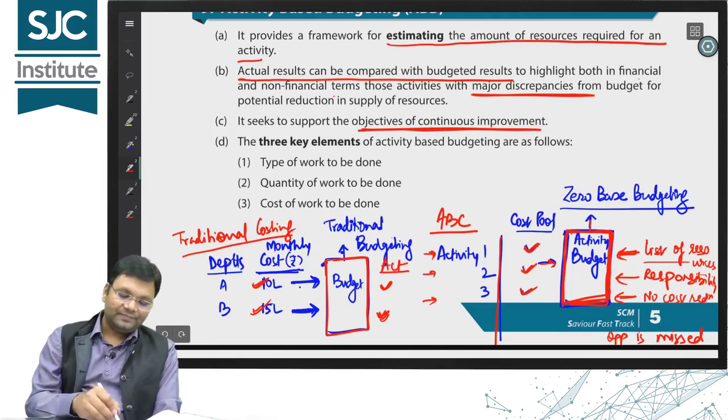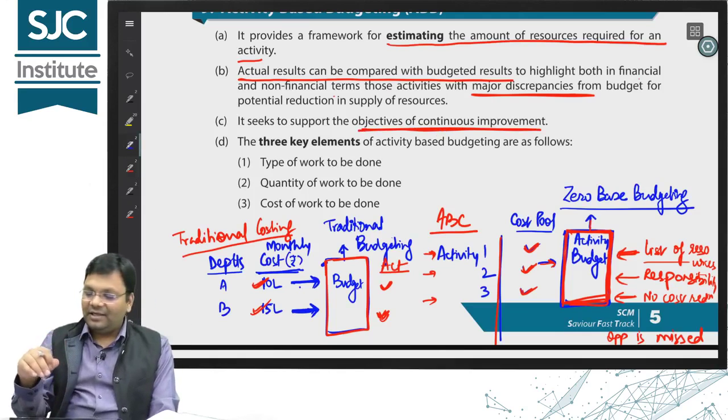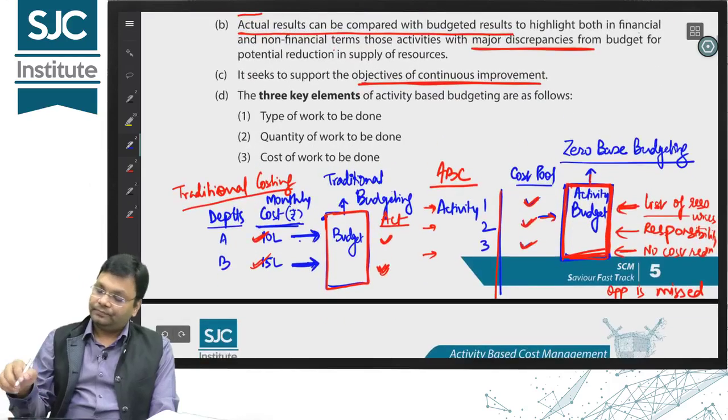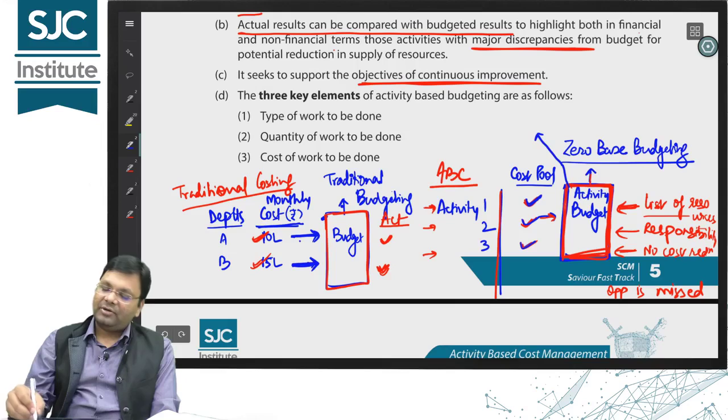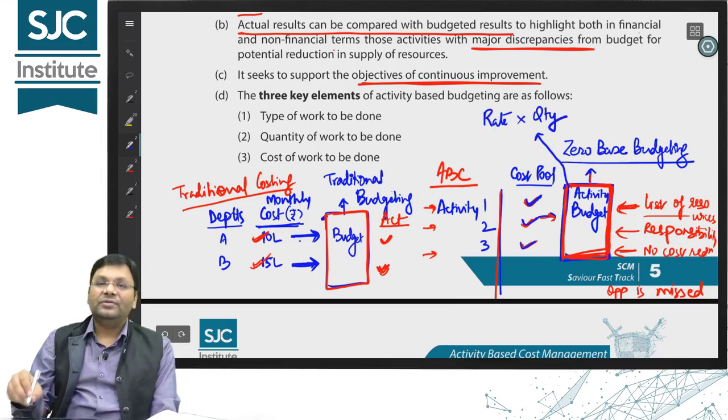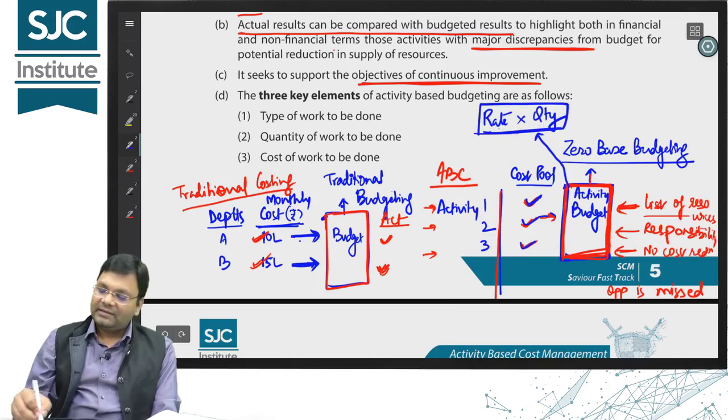Now how does an organization do continuous improvement with the help of budget, you know. See, activity wise cost is coming by some way, correct? And it is coming through the activity budget. In the budget, you have a list of resources, the rate of resources is there, and the quantity of resources used will be there. So rate multiplied by quantity is giving you the total cost of resources. Agreed?